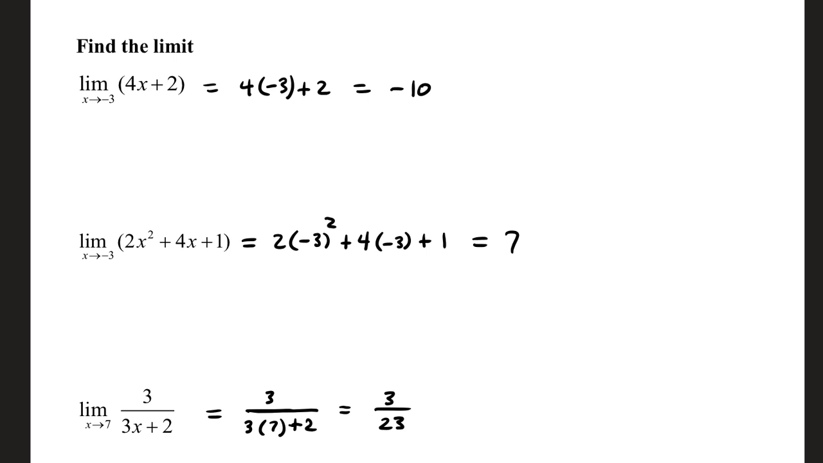On our second example, we also have a function that's well defined. We're still approaching -3. Polynomials have infinite domain. Once you replace all the x's with -3, make your calculations, you should come up with 7.